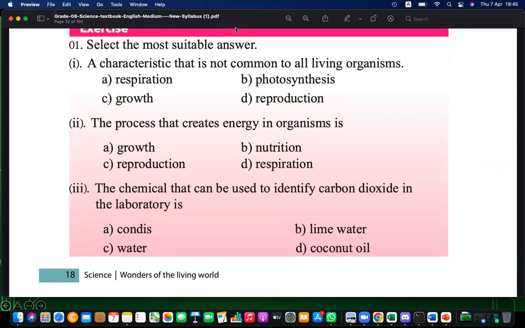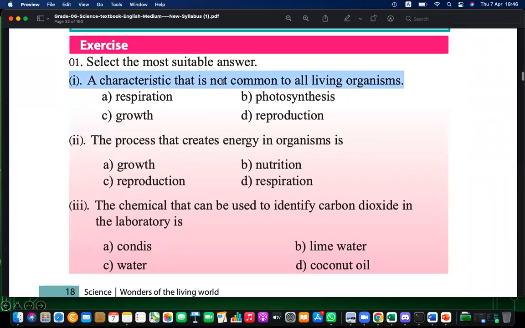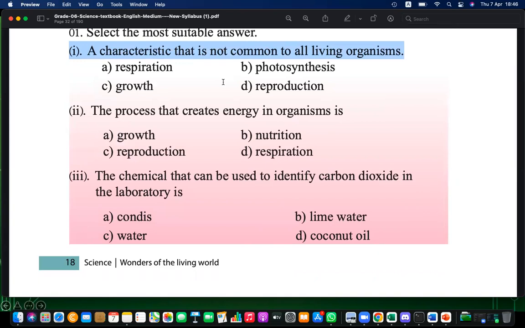Okay, let's answer the questions now. Select the most suitable answer. Which characteristic is not common to all living organisms? Photosynthesis. It is B. It is not common to all living organisms. Other things, respiration, everyone does. Growth, everyone. Reproduction, all of them. Otherwise, they can't survive. But photosynthesis is only in green plants.